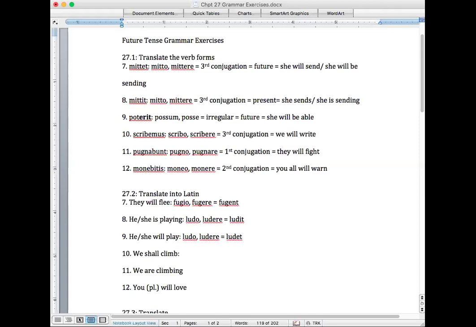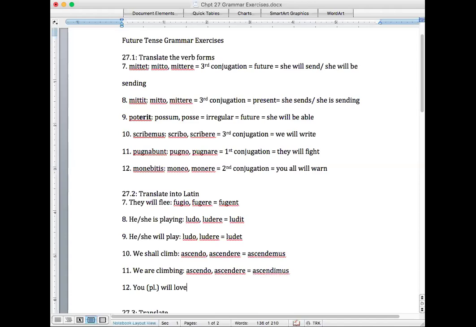We shall climb. What's my verb for climb? Ascendere, which is going to be third, I believe. Ascendo, ascendere. So we're going to keep our vowel and then add our partial ending mus for we. Now we're going to do present. So ascendo, ascendere. What are we going to change? Just the vowel. Change that E to an I to make it present.